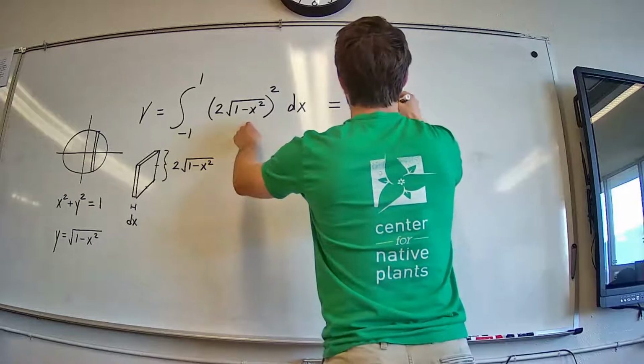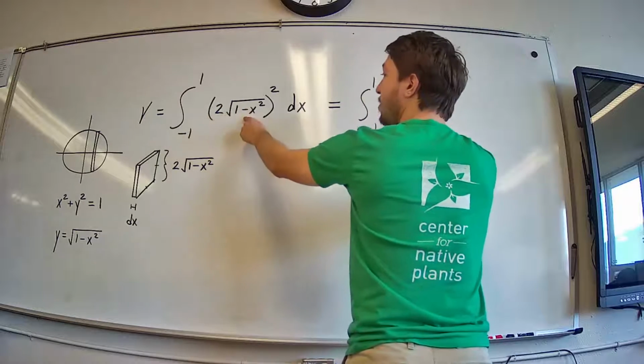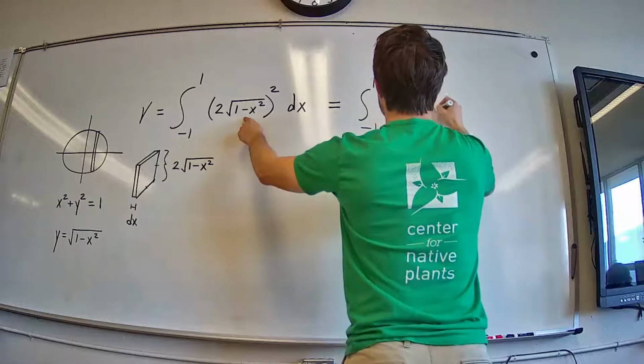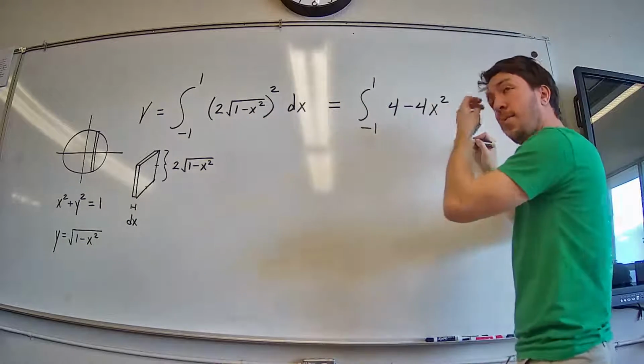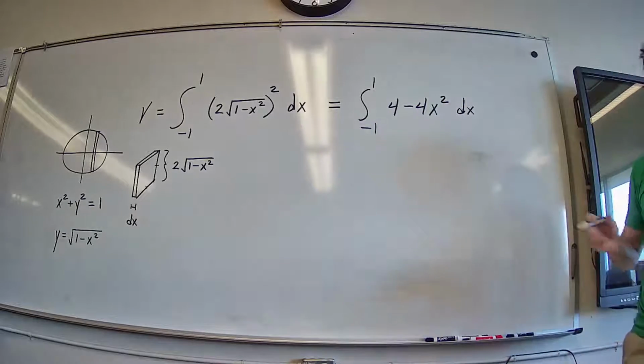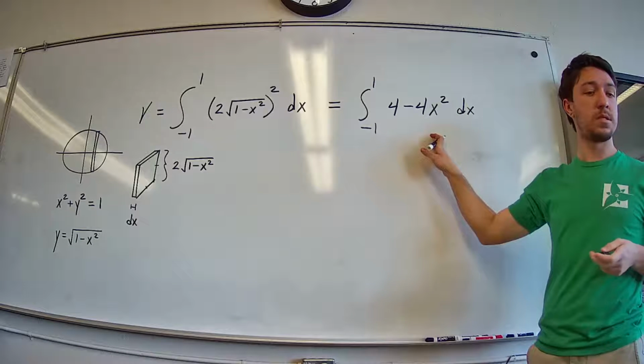You get 4 times 1 minus x squared. And you can pull the 4 out, or just write it like this. I think either one is fine. Do we understand going from here to here? Yes.